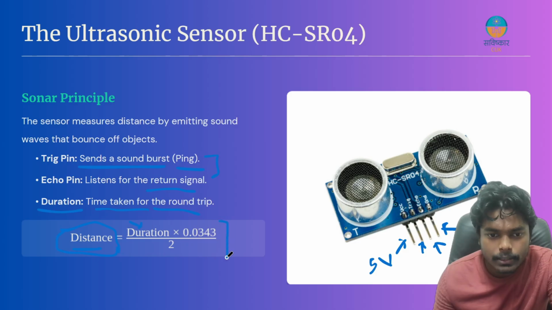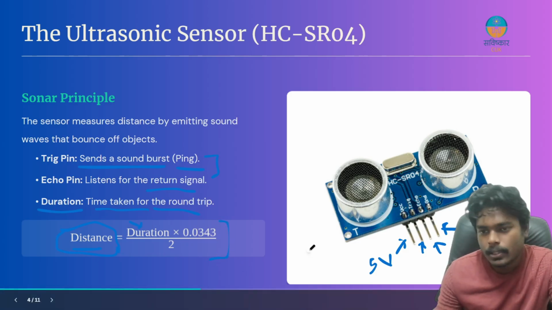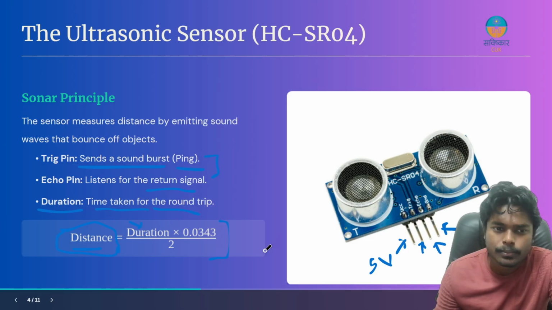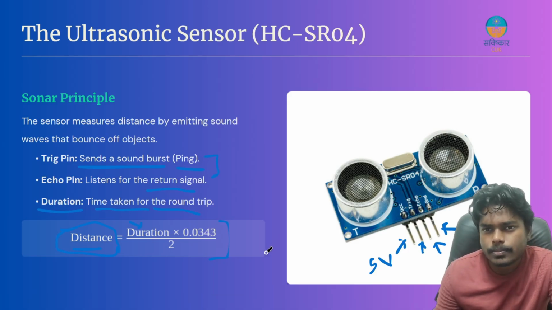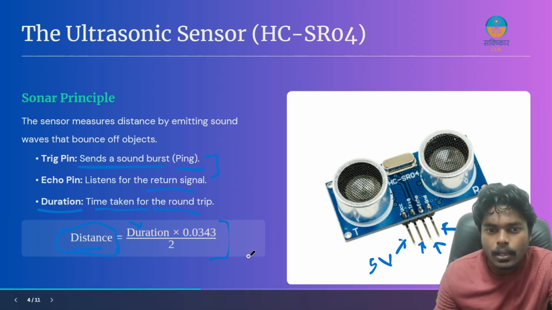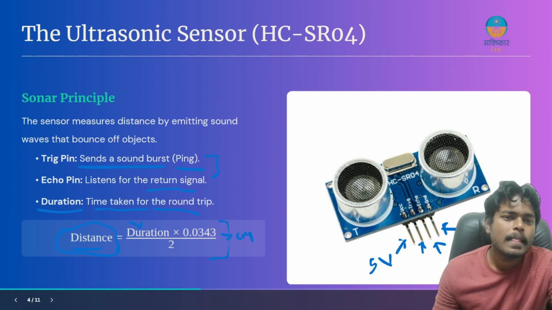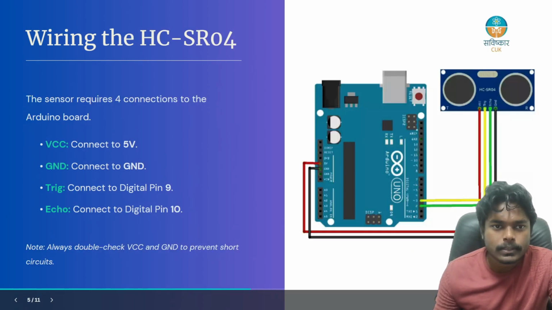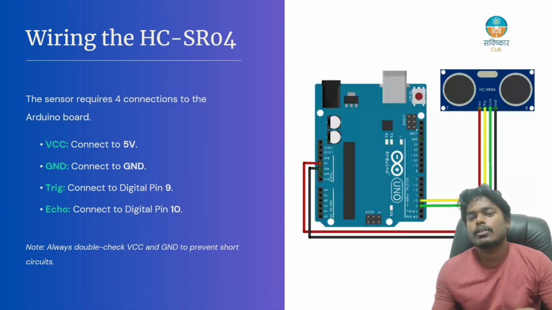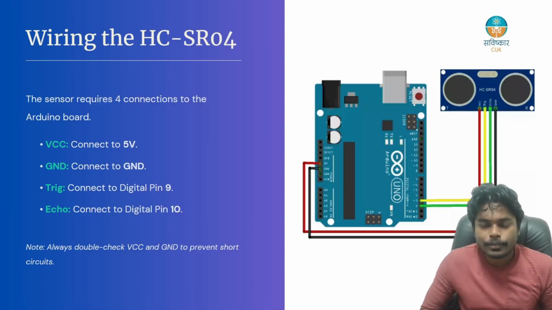Okay, so this thing you have to remember in order to work with the ultrasonic sensor: whenever you want to calculate the distance between an object and the sensor, you must use this formula. And this distance will be in centimeters. Got it? So this is about our ultrasonic sensor. Now let's talk about how to interface it with Arduino.